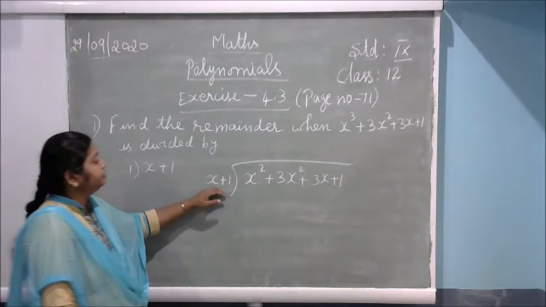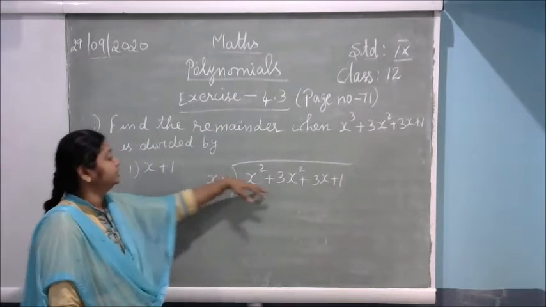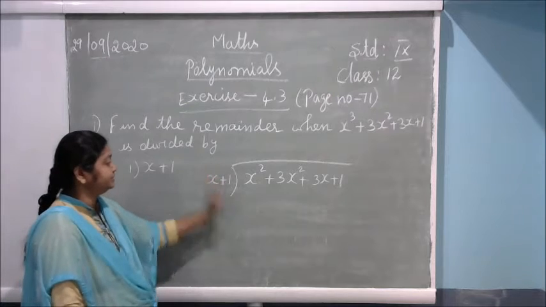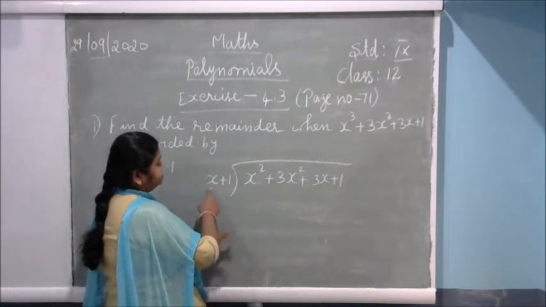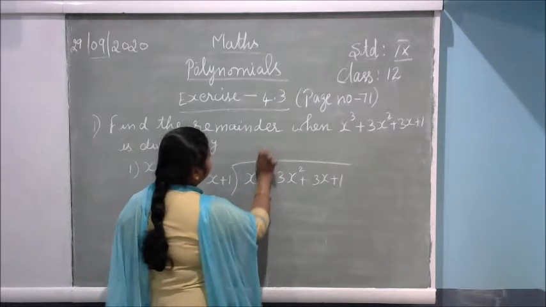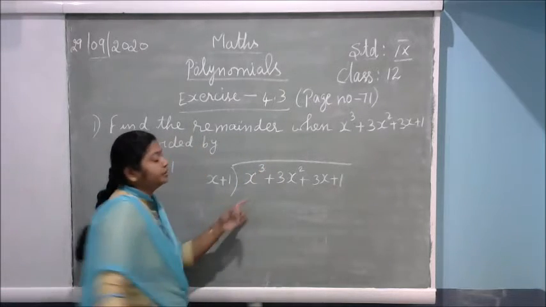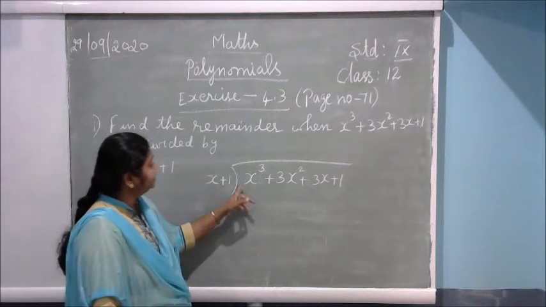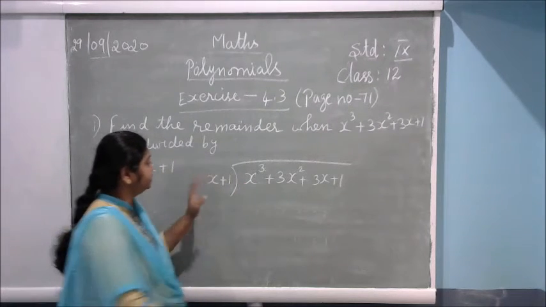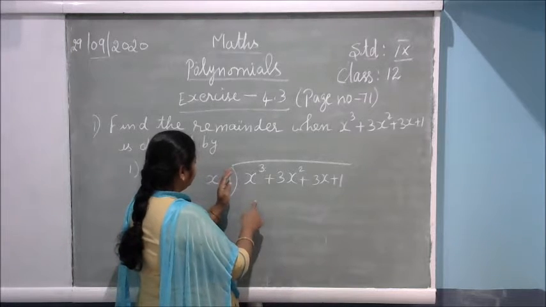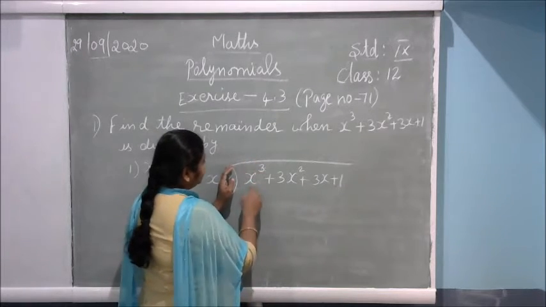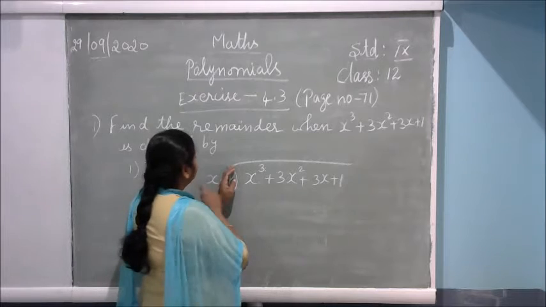In the divisor and the dividend, you have to check the first term. Which one is the first term in the divisor? x is the first term. In the dividend, which one is the first term? x cube is the first term. You have to write x cube here.